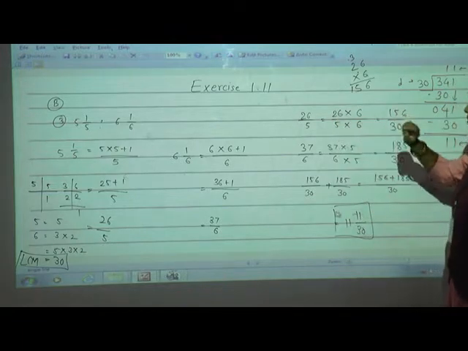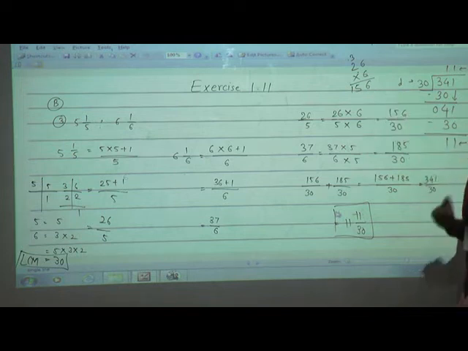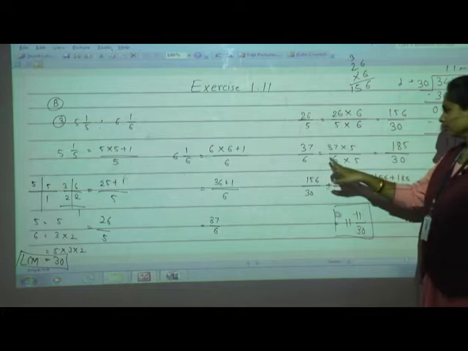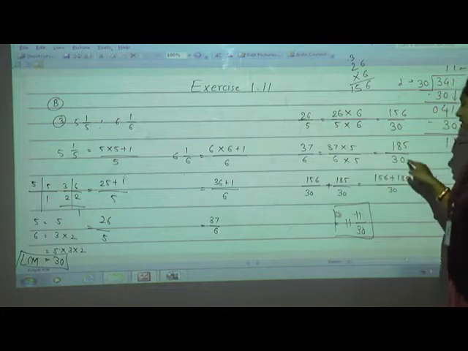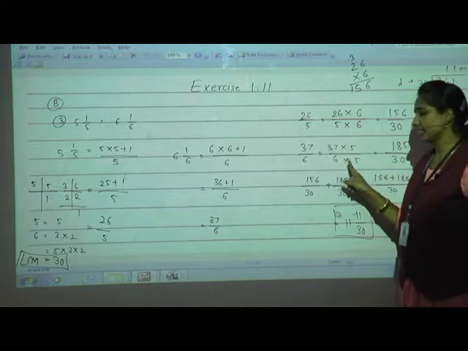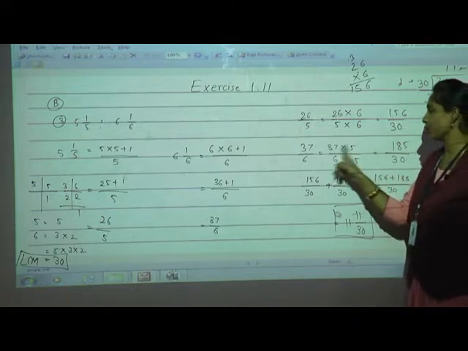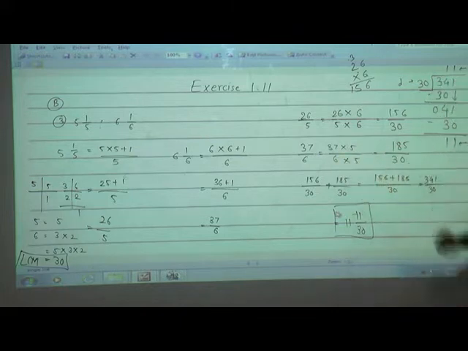So 26 multiplied by 6, here we have done the rough work, that is 156. Now again the next number 30 should come in the place of denominator. So we have to multiply 6 5s are 30. So 5 should come in the place of numerator also. So multiply, we get 185.